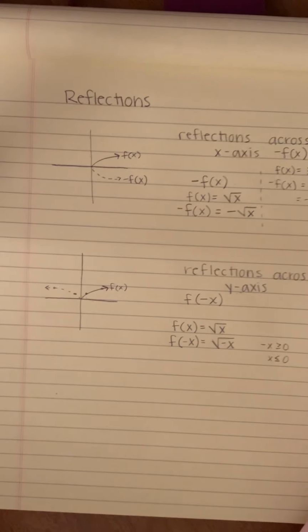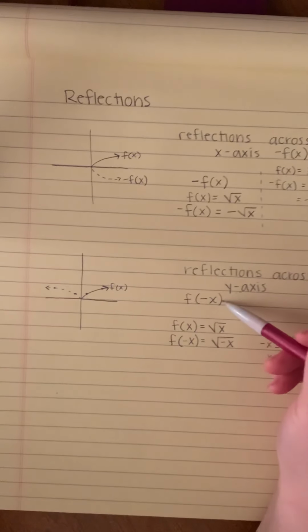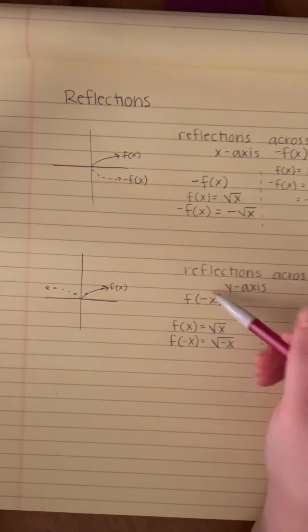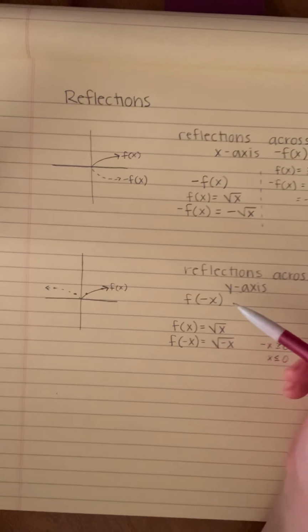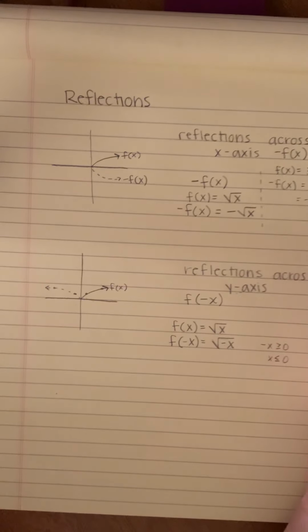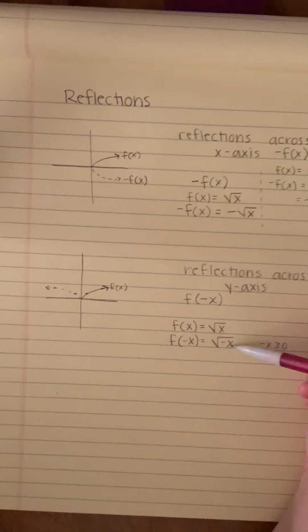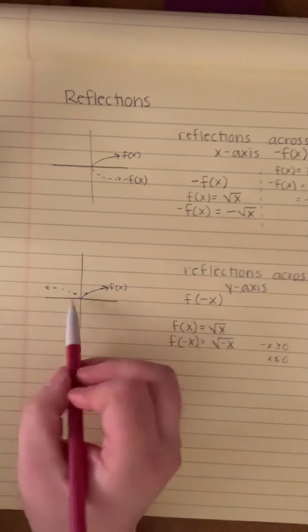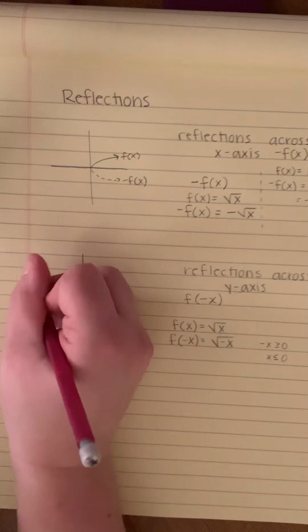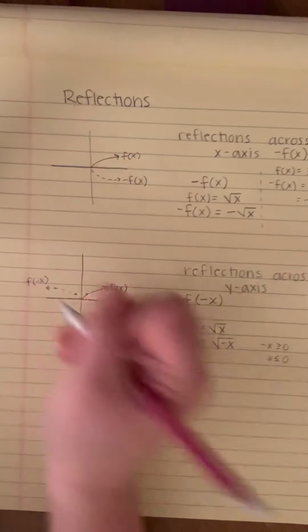Okay, so it's just like those horizontal shifts. Anything that happens inside parentheses is always opposite of what you really want it to be. Okay, so because the square root functions are like this, they are allowed to be negative if it is a reflection. So that's why this function would look like this, f of negative x.